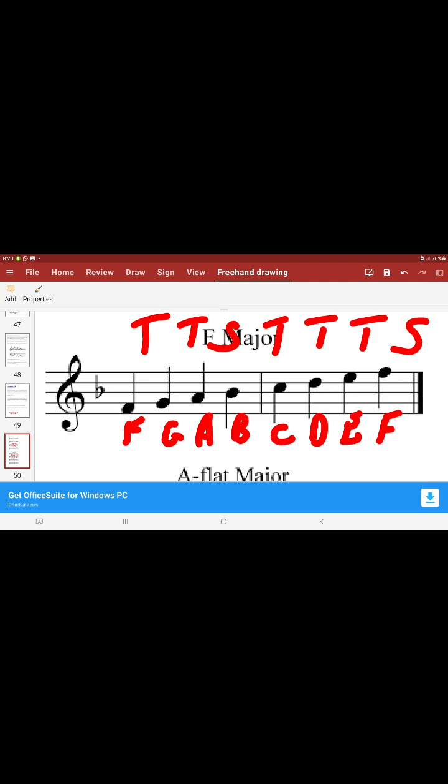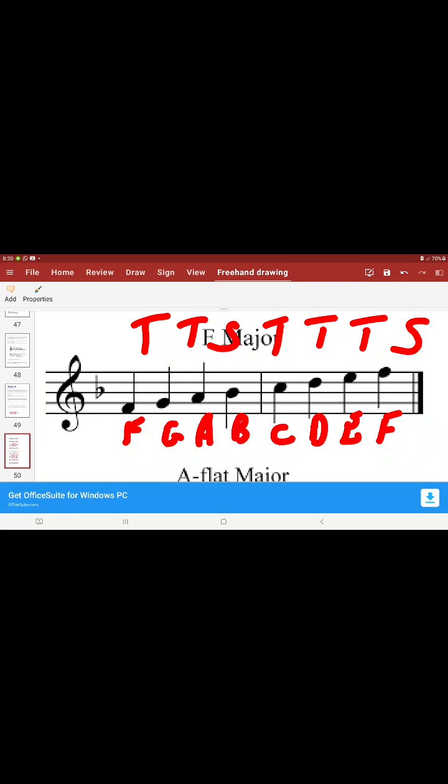Let's proceed to G, between G and A. Between G and A, on F, we should have a tone. Is it a tone or a semitone? Yes, you are right. It's a tone. So we are covered. Now, between A and B, is it a tone or a semitone? It's a tone. A to B is a tone. But for our scale, it has to be a semitone. Tone, tone, semitone. So what do we do? That means we have to bring down B by a semitone.